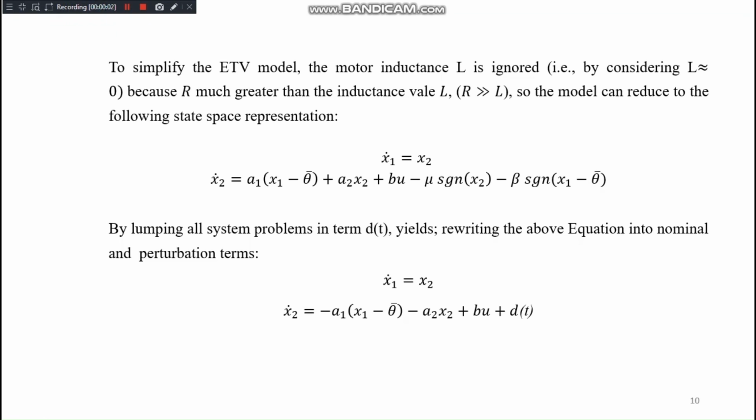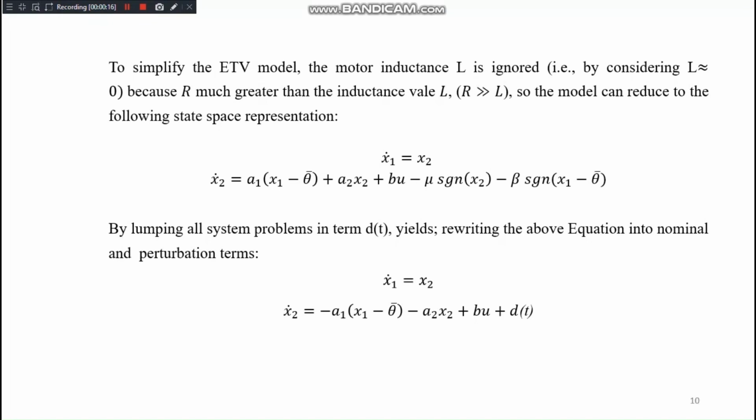Typically, the controller increases the system order of equations. To simplify and reduce system complexity, we can neglect the motor inductance that has a very small value, nearly zero, and focus on the resistance value, which is significantly larger.